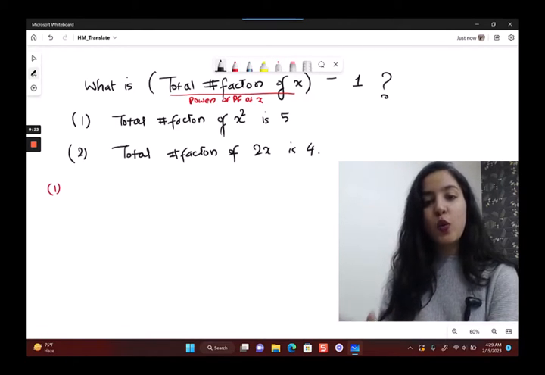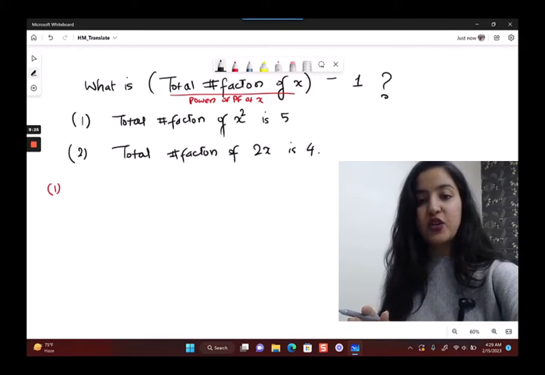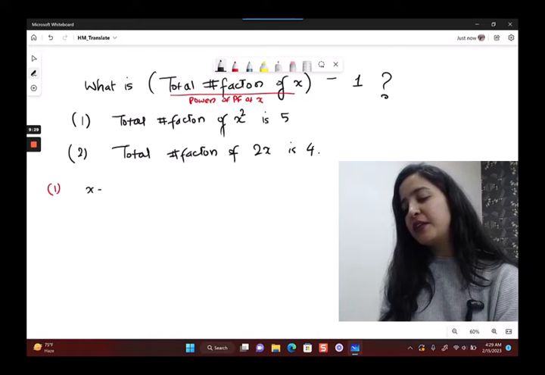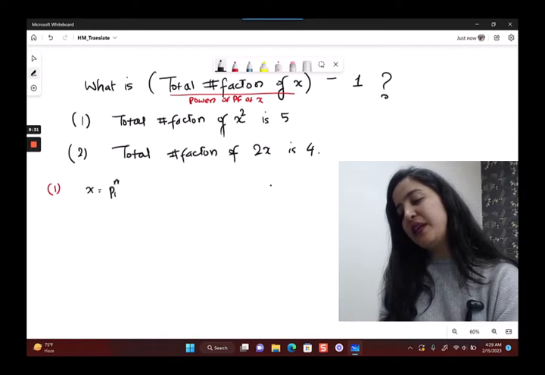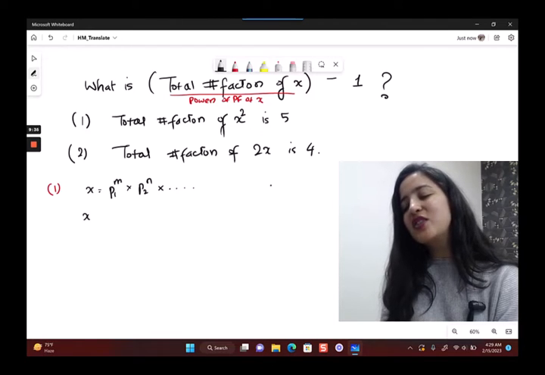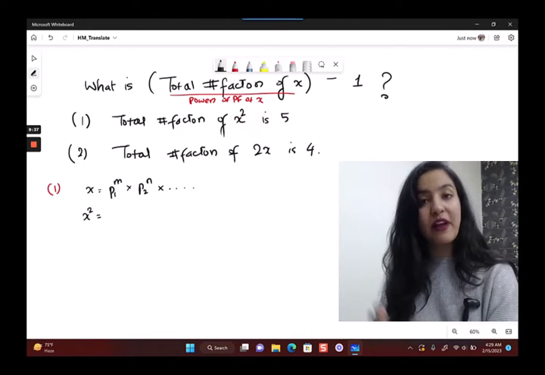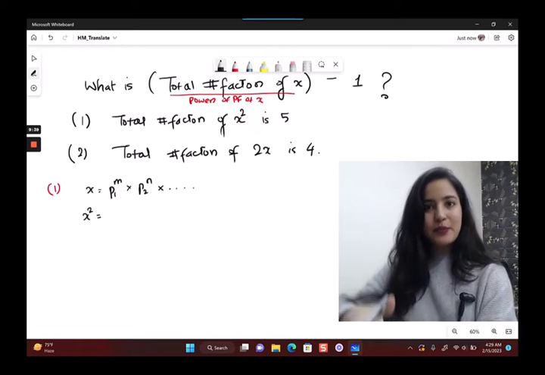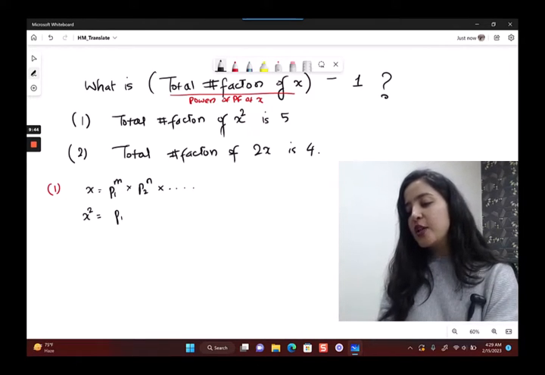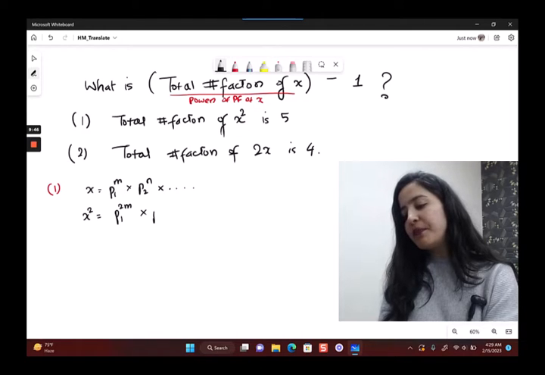Statement 1 says total number of factors of x squared is 5. So suppose the prime factored form of x is p1 to the power m, p2 to the power n, and so on. So what's x squared going to be? If I want to talk about factors of x squared, I have to express it in the prime factored form. So this is going to be p1 to the power 2m times p2 to the power 2n, and so on.